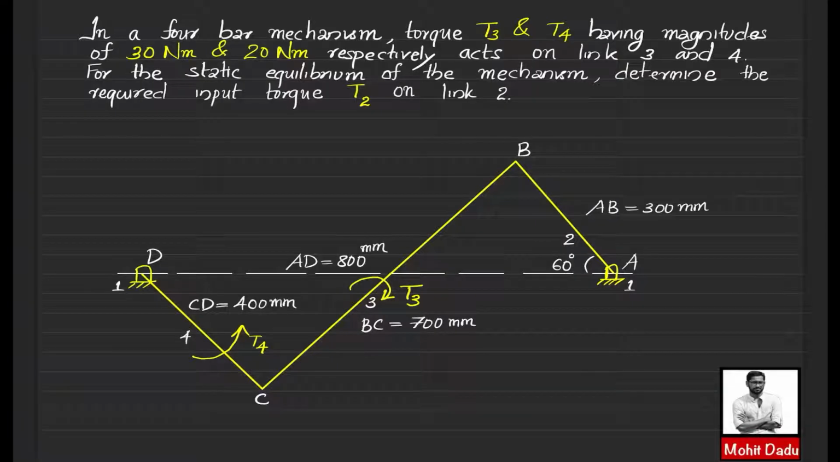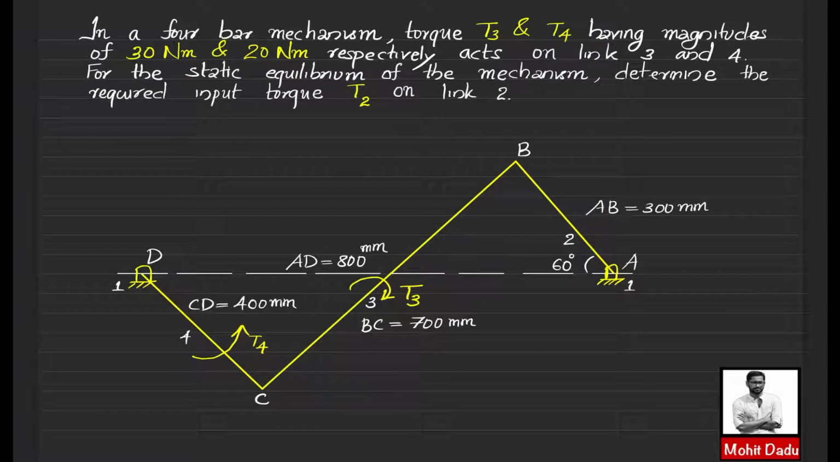Here we have a 4-bar mechanism where torques T3 and T4 are the external things disturbing this mechanism, acting on link 3 and link 4, whose magnitude as well as directions you can see here. T3 is acting clockwise, with a magnitude of 30 Newton meter, and T4 is anti-clockwise on link 4, with a magnitude of 20 Newton meter. You have to calculate the torque T2 to be applied on the input link to maintain it in equilibrium.